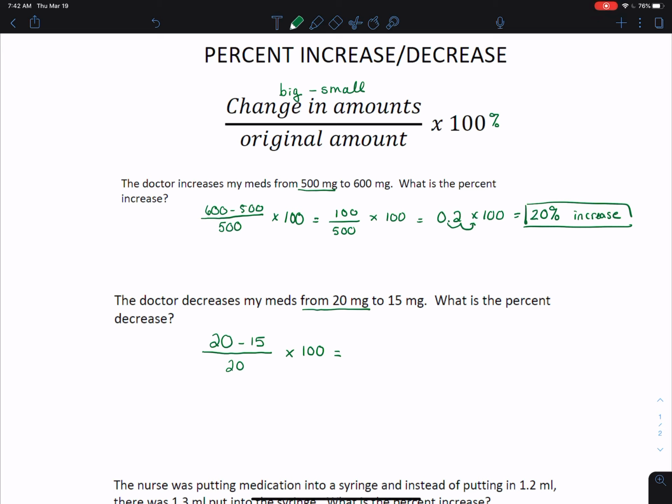When I do the subtraction, I end up with 5 over 20 times 100. Then I need to do the division, which gives me 0.25 times 100, which gives me a 25% decrease.